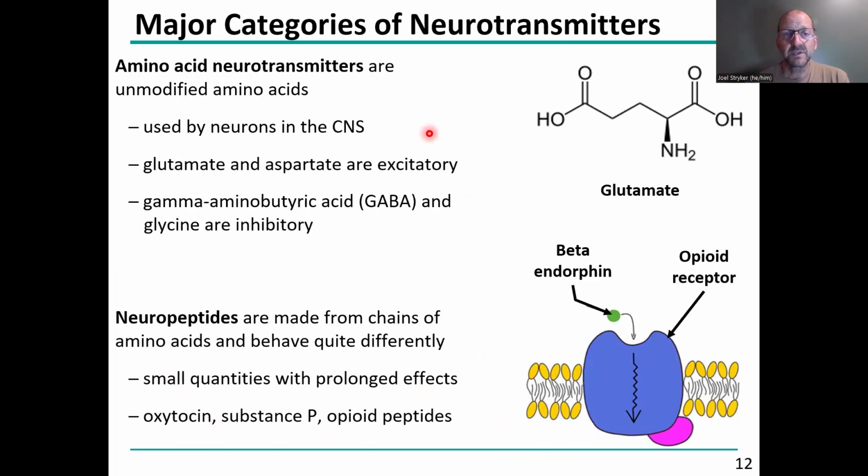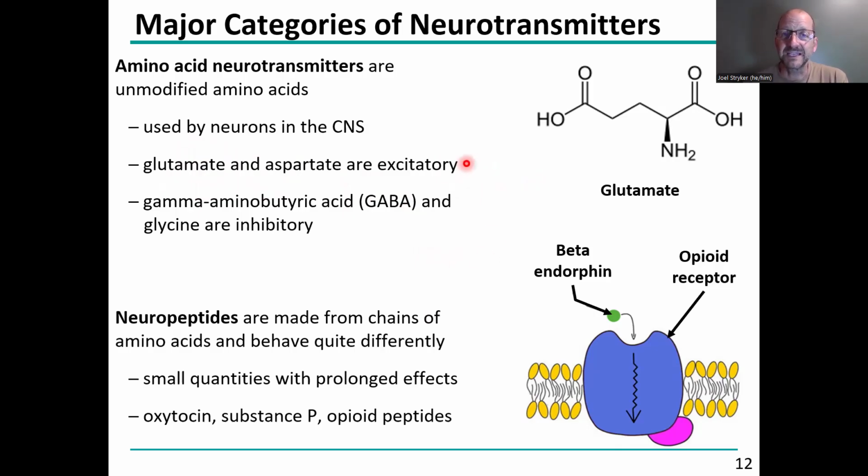Different amino acids can be used as neurotransmitters. So these are often used in the central nervous system. Glutamate and aspartate are two examples. These are part of the 20 amino acids that make proteins as well. Glutamate, also known as glutamic acid. You might have heard of monosodium glutamate, which is MSG, often used to make food a little bit tastier, but some people have headaches and other neurological responses, maybe in part because of its use as a neurotransmitter.